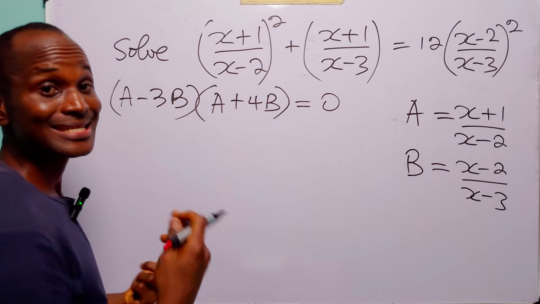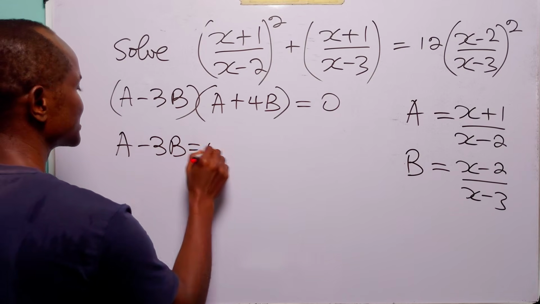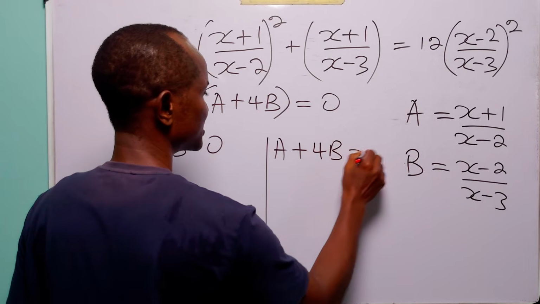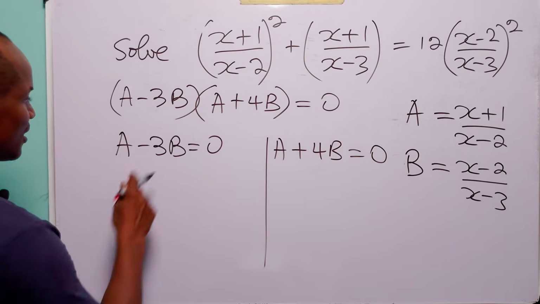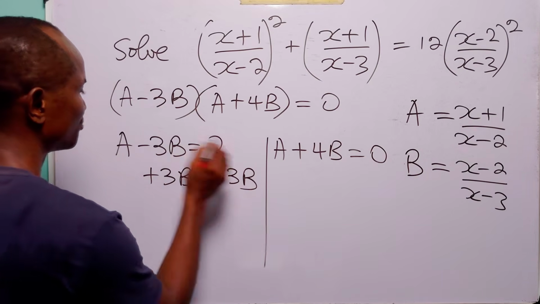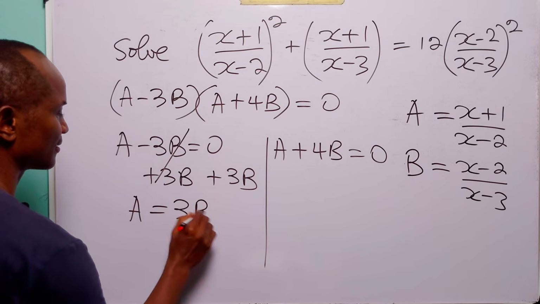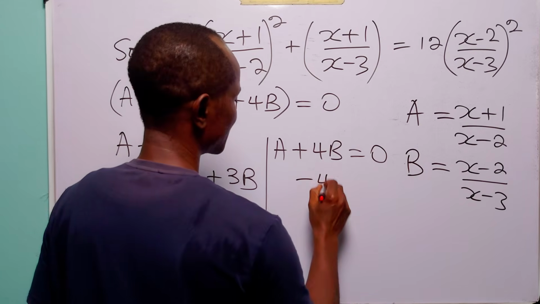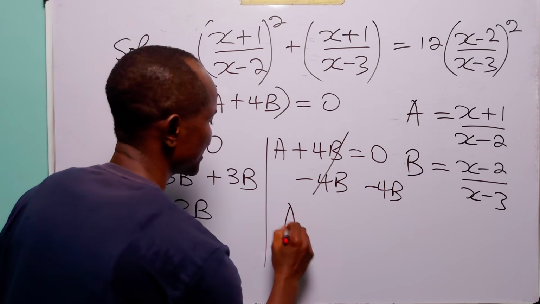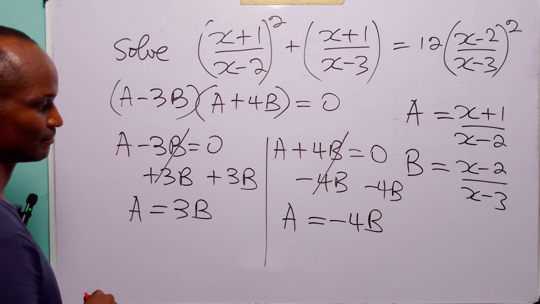And this statement simply means that either a minus 3b is equal to 0 or a plus 4b is equal to 0. Of course, when we add 3b to both sides of this equation, we have that a is equal to 3b. And when we subtract 4b from both sides of this equation, we have that a is equal to minus 4b.